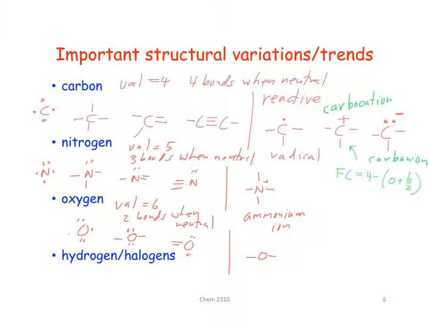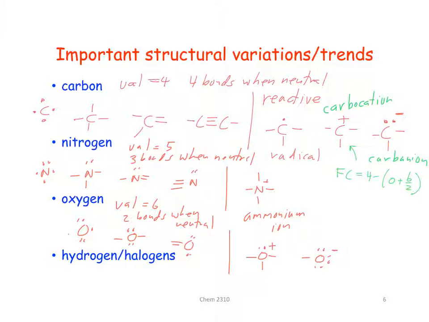Oxygen can have 3 bonds and a non-bonding pair. This is like in hydronium ion. This has a plus charge, or it can have an oxygen connected to something with 3 non-bonding pairs, and so this one would be a minus charge. That's like in hydroxide.